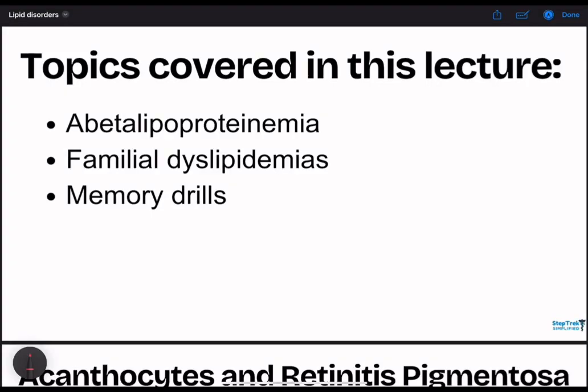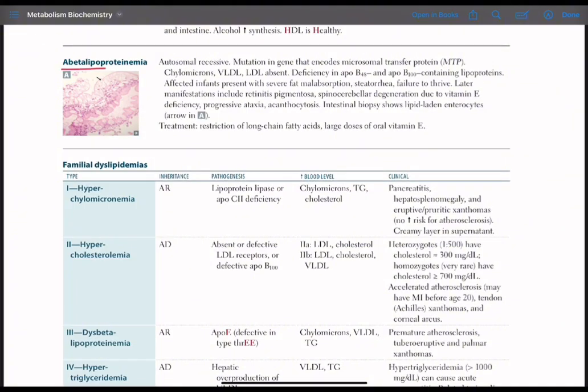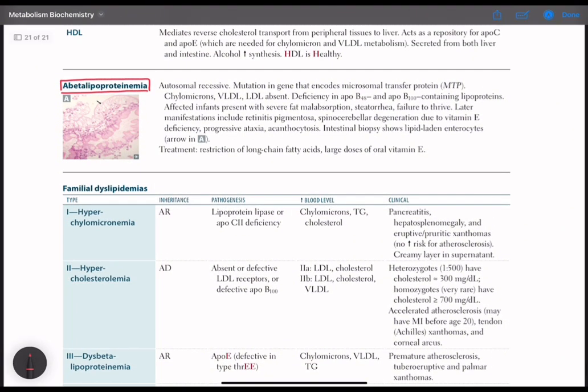It's Dr. Mohib, and in this lecture we will be going through lipid disorders like Abetalipoproteinemia, familial dyslipidemias, and at last some memory drills. So first of all, Abetalipoproteinemia. As the name implies, A for absence of beta lipoproteins. So what are beta lipoproteins?